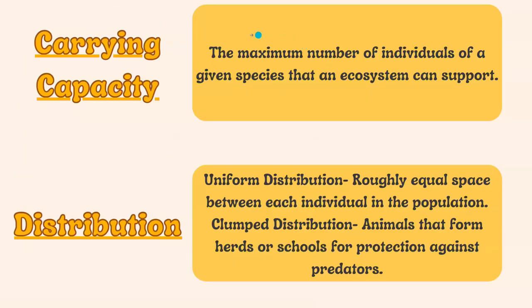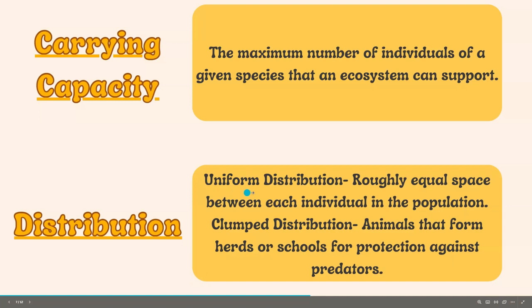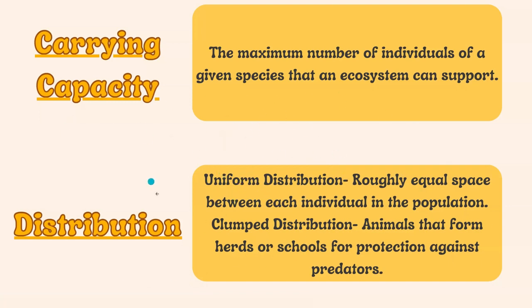So, like explained earlier, carrying capacity is the maximum number of individuals a given species can support. While distribution has two different types of distributions. Uniform distribution, you might know these from your algebra class. And a uniform distribution is roughly equal space between each individual in the population. While clump distribution is animals that form herds or schools for protection against predators.